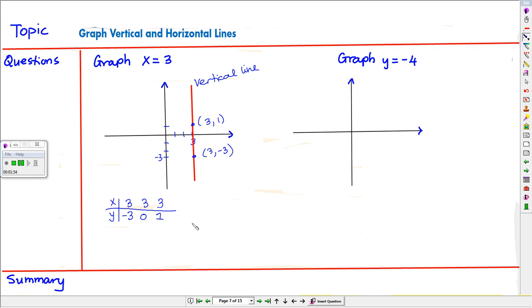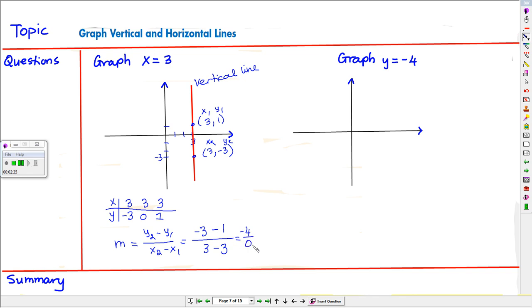Now let's find the slope. If we want to find the slope, we do y2 minus y1 over x2 minus x1. From these 2 points, we will label this our x1, y1, and this our x2, y2. You can see that your x stays the same, so y2 is negative 3, y1 is 1, x2 is 3, x1 is 3, so you end up with the fraction negative 4 over 0.